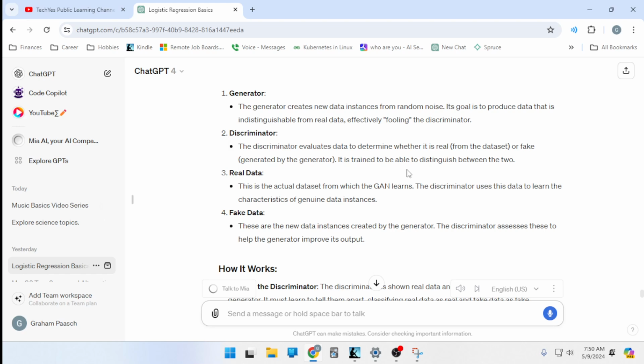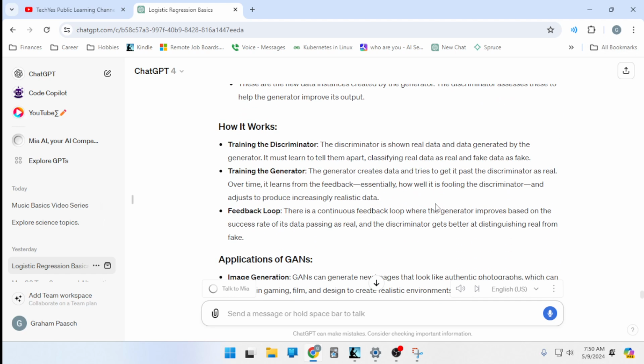Real data. This is the actual dataset from which the GAN learns. The discriminator uses this data to learn the characteristics of genuine data instances. Fake data. These are the new data instances created by the generator. The discriminator assesses these to help the generator improve its output. How it works. Training the discriminator. The discriminator is shown real data and data generated by the generator. It must learn to tell them apart, classifying real data as real and fake data as fake. Training the generator. The generator creates data and tries to get it past the discriminator as real. Over time, it learns from the feedback, essentially, how well it is fooling the discriminator, and adjusts to produce increasingly realistic data. Feedback loop. There is a continuous feedback loop where the generator improves based on the success rate of its data passing as real, and the discriminator gets better at distinguishing real from fake.